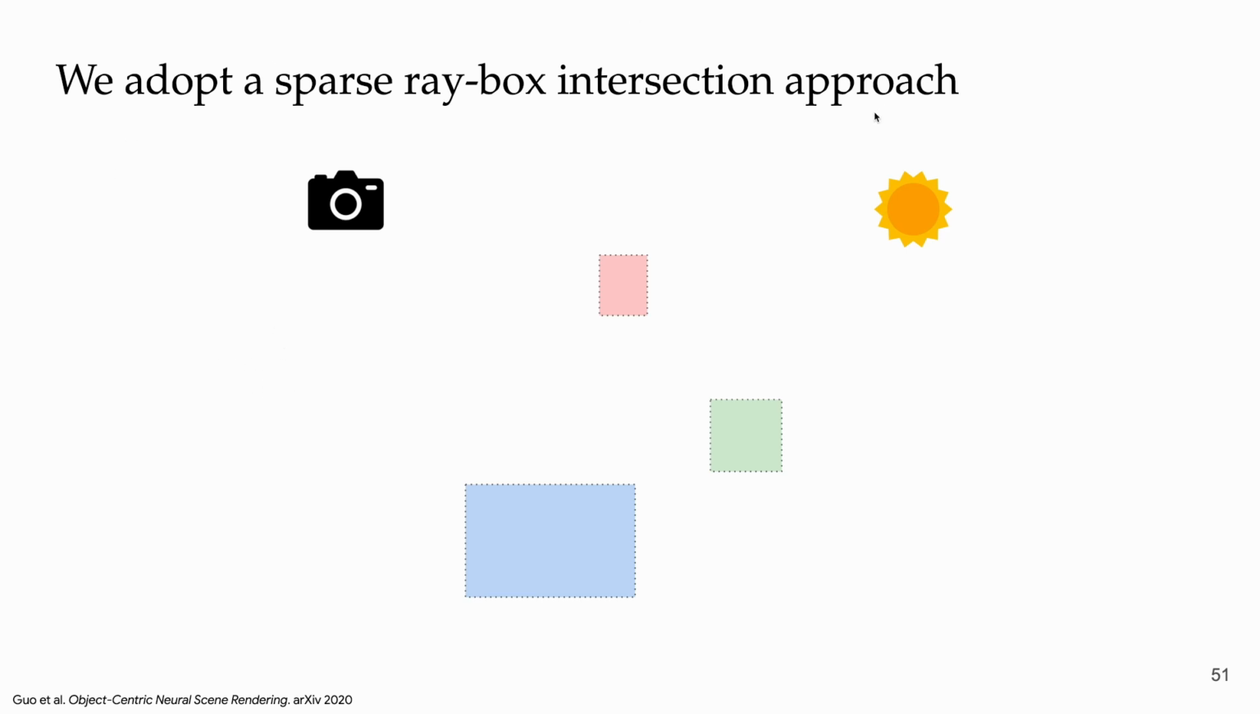Now I'm going to explain how we can make our method more efficient, because if we're sampling along each ray multiple times, and then each of those samples also has its own n samples, it could quickly become very inefficient. So what we do is we adopt a sparse ray box intersection approach. Given a scene and a camera, the scene has 3 objects here that are represented by 3 OSF networks.